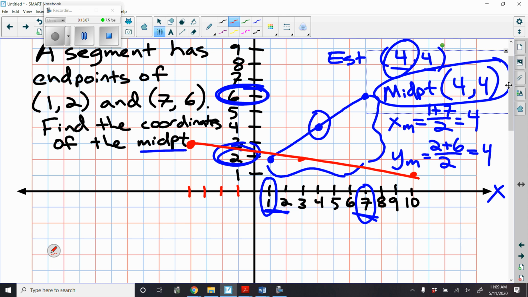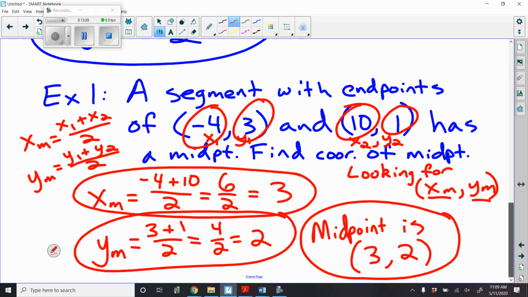Again, -4 plus 10 divided by 2 is 3. So my x coordinate is at 3. When I add up the two y coordinates, 1 and 3, I divide by 2 and I get 2. Okay. Let's move on to one more type of a problem.